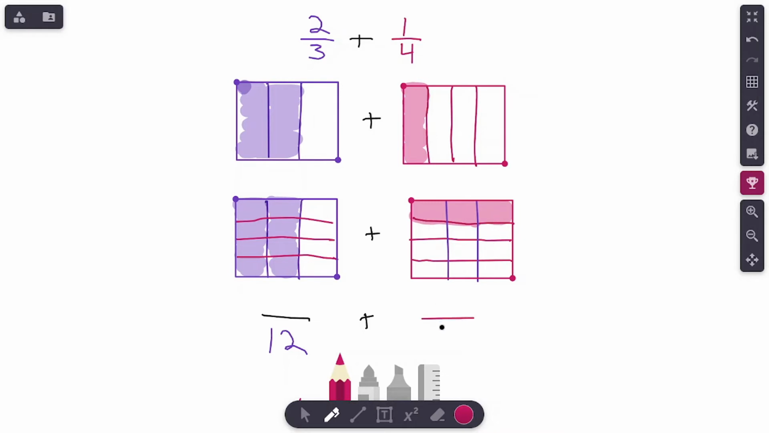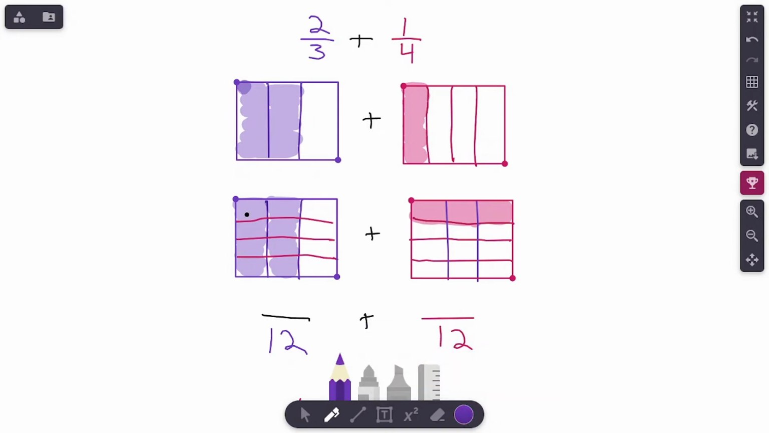Well, good news is both of them have 12 equal size pieces. Why did we do that? We did that because we cannot add these fractions without having common denominators. Okay, it makes our life so much easier if the denominators are the same. Okay, now count how many are shaded in each model.